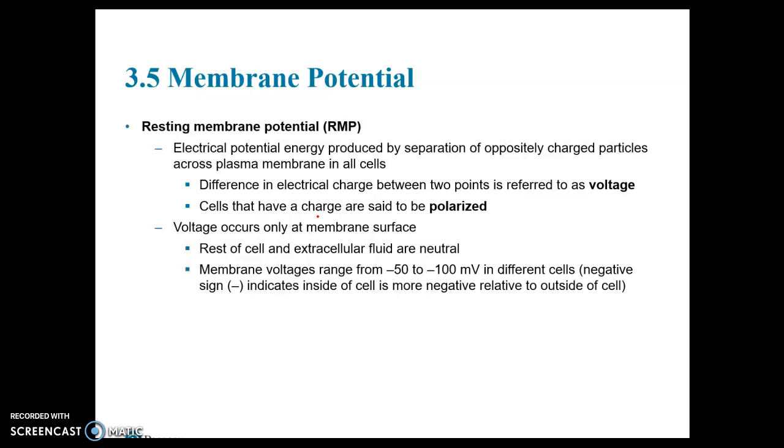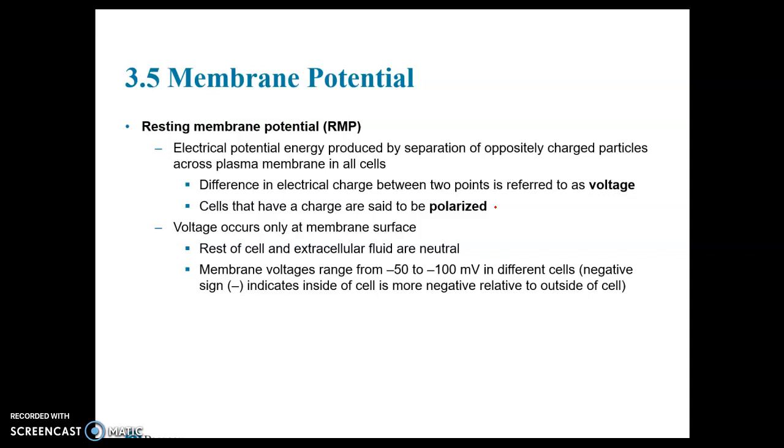All right, this next part is on membrane potential, and we will come back to it in the muscle chapter and the nerve chapter, but I think it's a good time to talk about it. It kind of lends itself to at least us bringing it up. Resting membrane potential is another way of saying voltage across the plasma membrane. It's a difference in electrical charge between the outside of the plasma membrane and the inside of the plasma membrane.